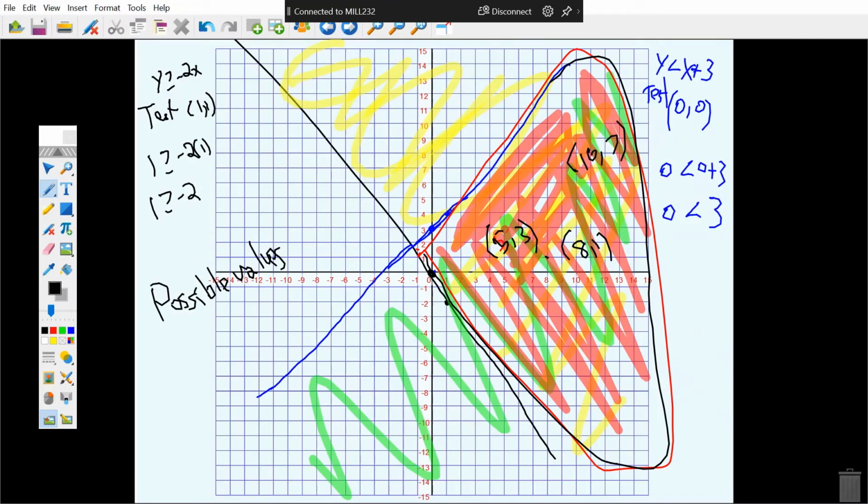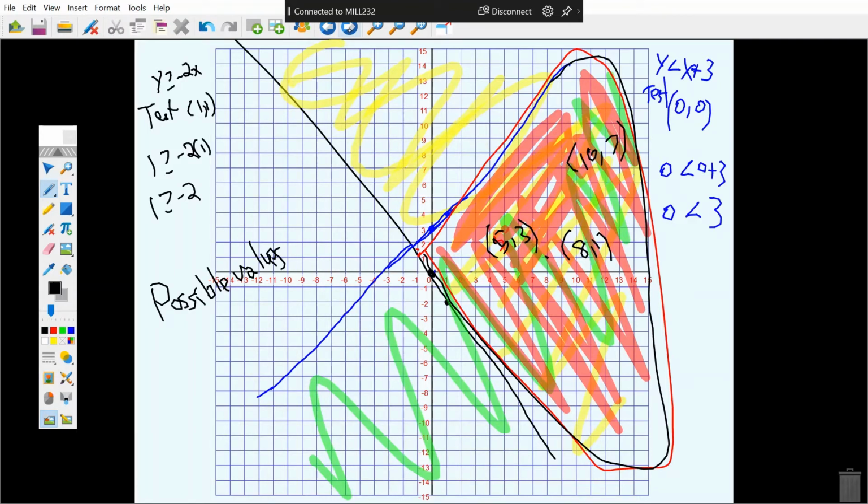So I just look at the numbers on the graph. 5 and 3, I could choose 5 and 1, I could choose 4 and 0. Anything that falls in this red region would be possible answers that would be true for both equations. Okay?